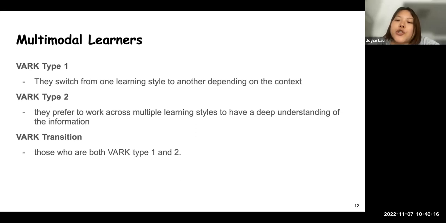The VARK Type 2 learners need input and output in all the preferred learning modes. They may take longer to practice that information from each mode, but they may result in a deeper and broader understanding of that information compared to other learners. Finally, the VARK transition learners. They are those who have a mix of both types. That means they present with both characteristics for VARK Type 1 and also VARK Type 2.